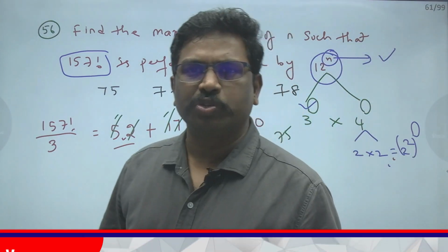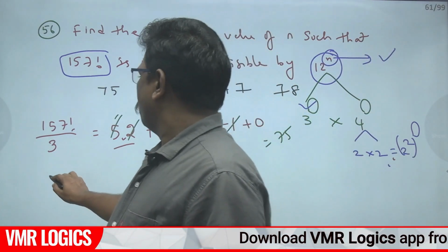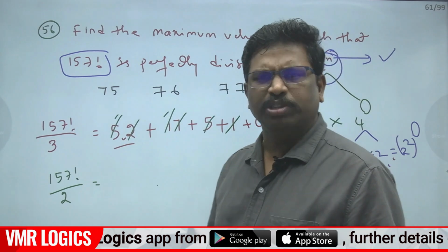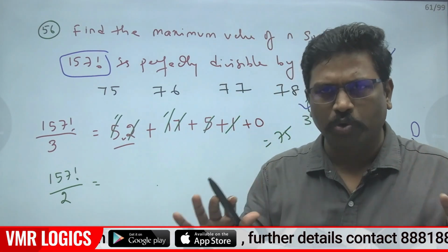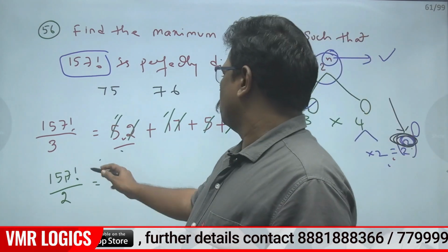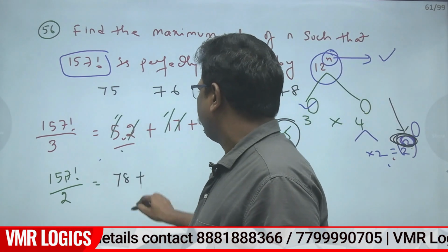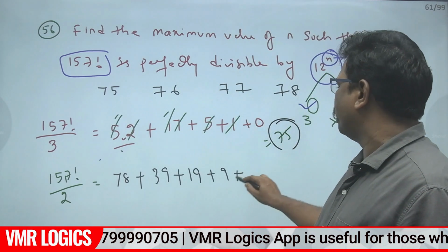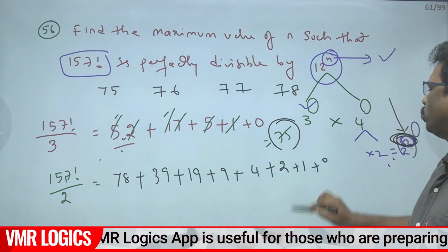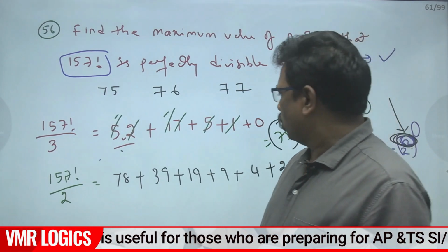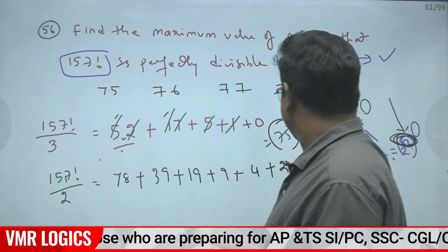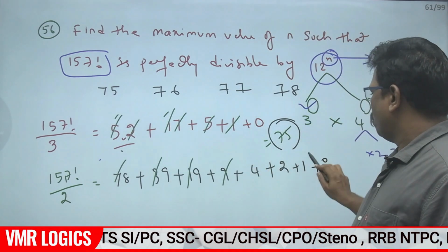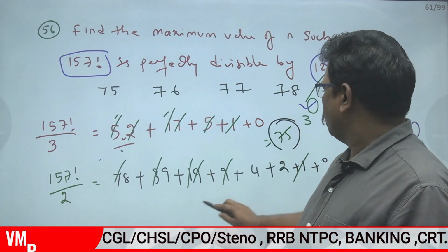Now similarly, you find out for 2 also, for 157 factorial. Divide by 2. Sir, for 2 you are getting more value? No, first you find out. 2 table: 7 2s are 14, 8 2s are 16. 2 table 39, 2 table 19 2s are 38, 9 times by 2. Stop the process. Now add the numbers: 70, 100, 110, 120, 131.